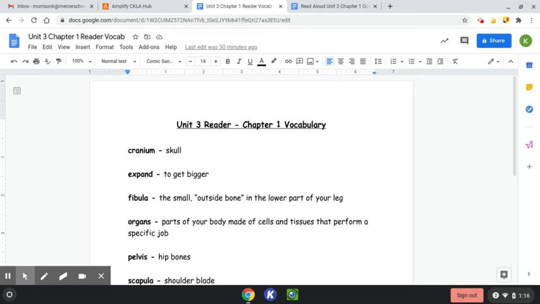first couple pieces of paper that are stapled together, and it says chapter 1 on it, and I'll show you what that looks like in just a minute. But first we're going to go over the vocabulary for this chapter.